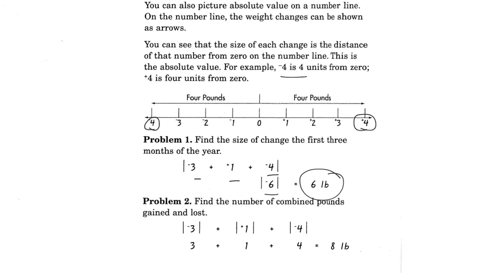Now, if I did this separately, I have to do the absolute value of -3 is 3. The absolute value of +1 is 1. The absolute value of -4 is 4. Then I add those and I end up with 8 pounds.